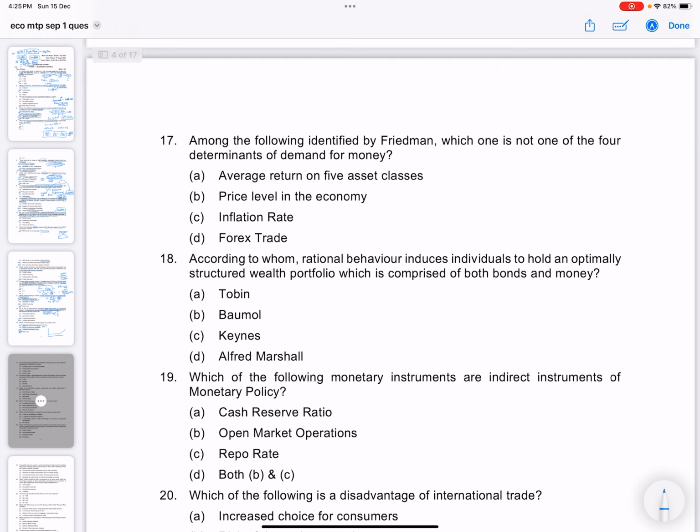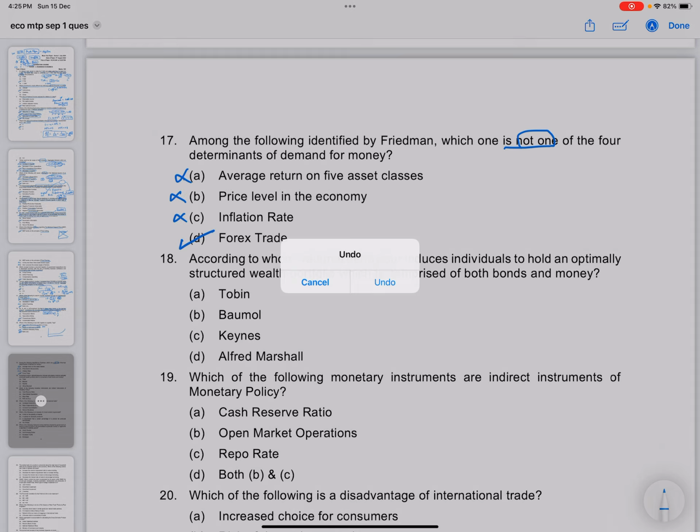Among the following identified by Friedman, which one is not one of the four determinants of aggregate demand for money? So average return on assets, price level, inflation all matter, but forex trade won't impact. So think from this logic. If you want to hold certain money, would it matter on how much India is exporting or importing a particular good?